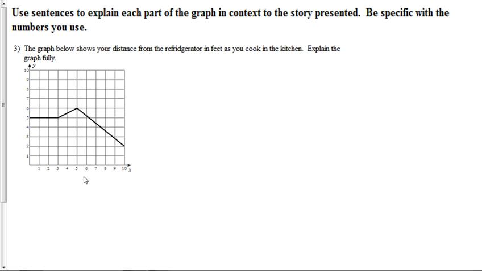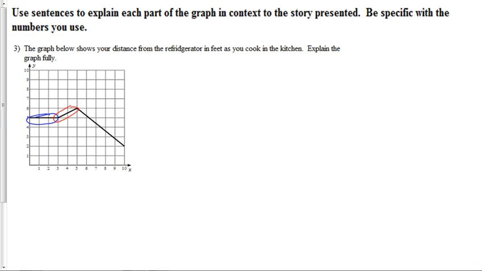So this first part, this first leg right here is stuff that you need to talk about. You are 5 feet away from the refrigerator. Maybe you are cooking and you're at the stove for those first 3 minutes. It doesn't give you a time, so it could be minutes, it could be seconds, it could be hours, whatever you want. So for the first 3 minutes, and then this part of the graph, you're walking away from the refrigerator because your distance is getting greater.